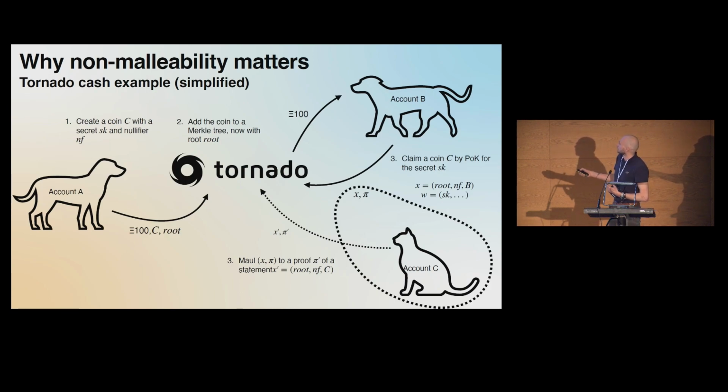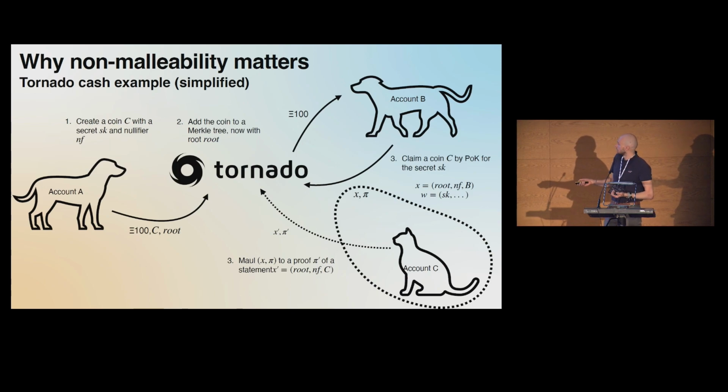So yeah, this user sends statement X and the proof for that statement. So assume that the SNARK we are using is malleable.